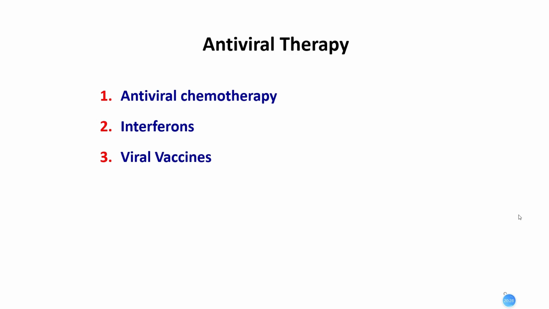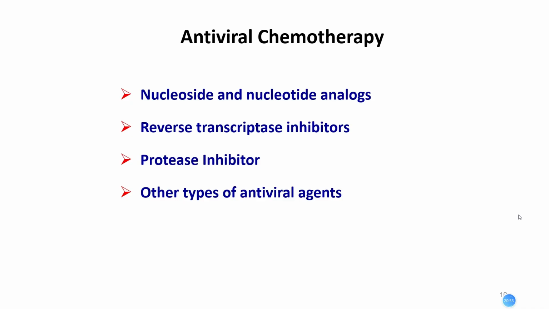some medicine, some mechanism to inhibit the viral replication, such as the antiviral chemotherapy, and we can also use some cytokines, such as the interferons, and we do have the viral vaccines available, some of them, so you can use. The first one is the chemotherapy.